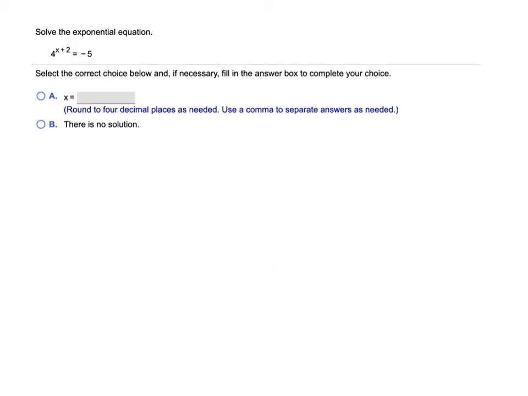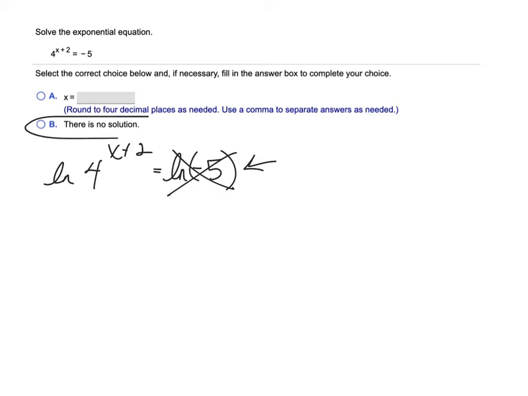Okay, this is the last one of the exponential equations that we'll see, but I wanted to show it to you because there's one like this in the homework. So we have 4 to the x plus 2 equals negative 5. Obviously our bases are not the same, so we can take the natural log of both sides. But look at the right side: it's the natural log of negative 5. Well, by definition, I talked about this earlier, you can never have the log of a negative number. So this makes no sense. Therefore, there's no solution.